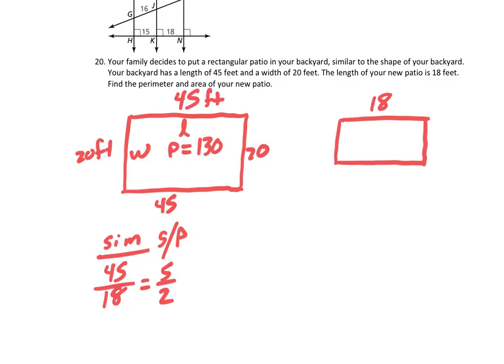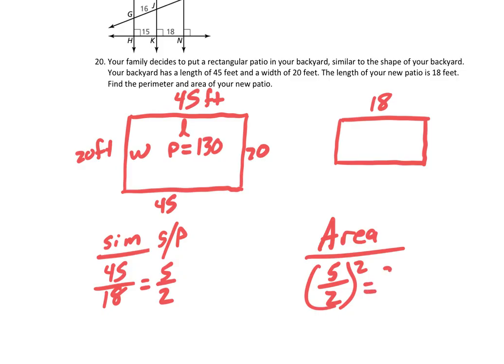Okay, area is the one. And area was probably the one that was missed the most on the quiz. When you do area, you have to square your ratio. You can't use 5 over 2 for area. You can only use 5 over 2 for side lengths or perimeter. So you got to make sure that you square that ratio. So my ratio would be 25 over 4.